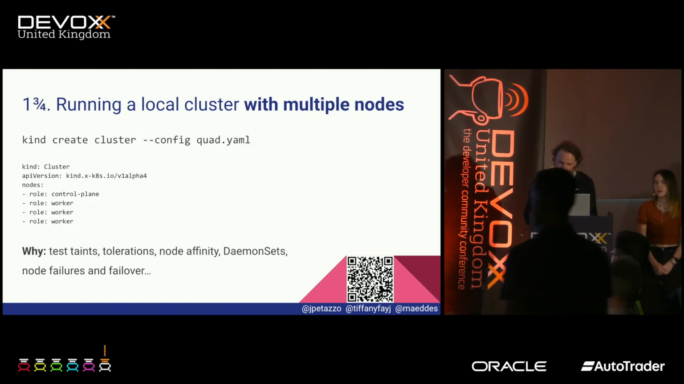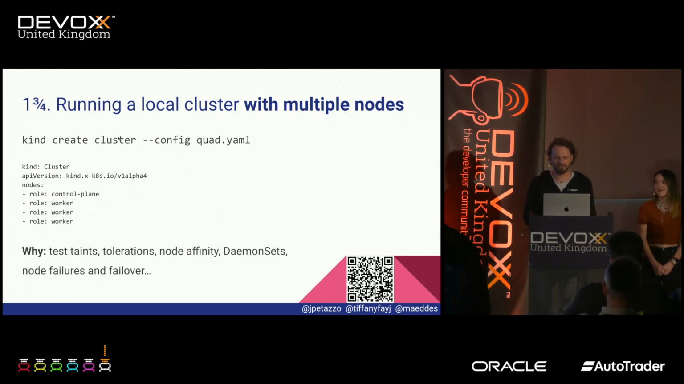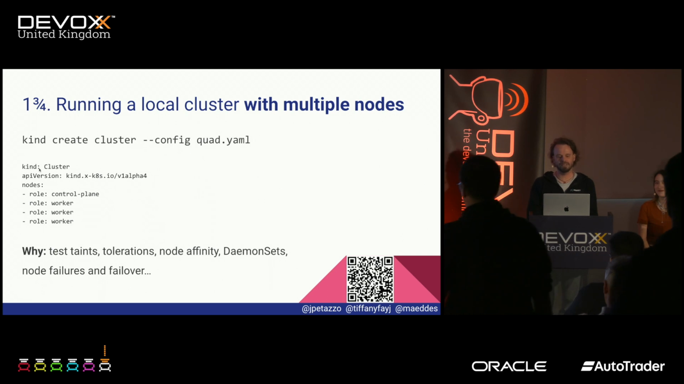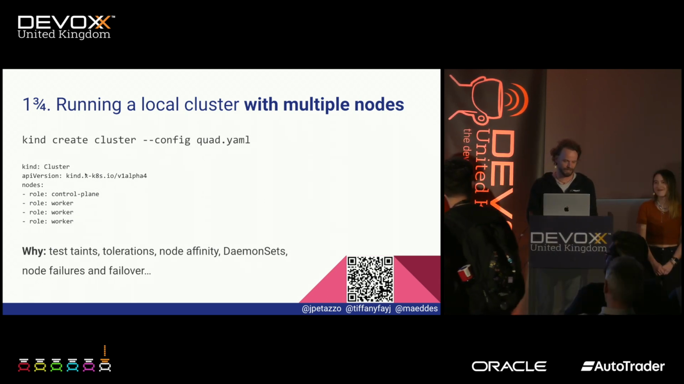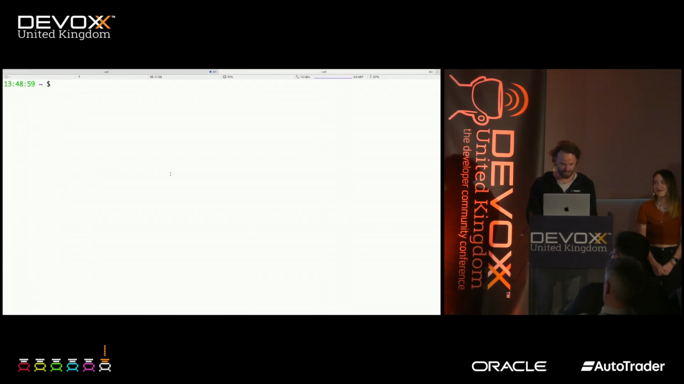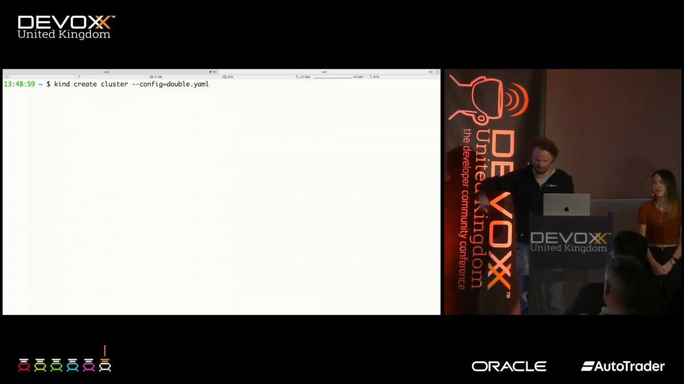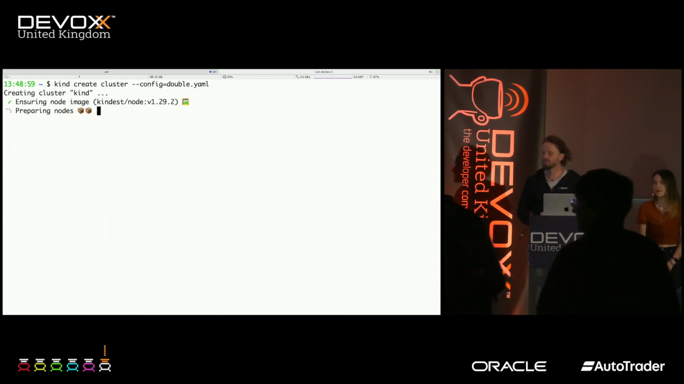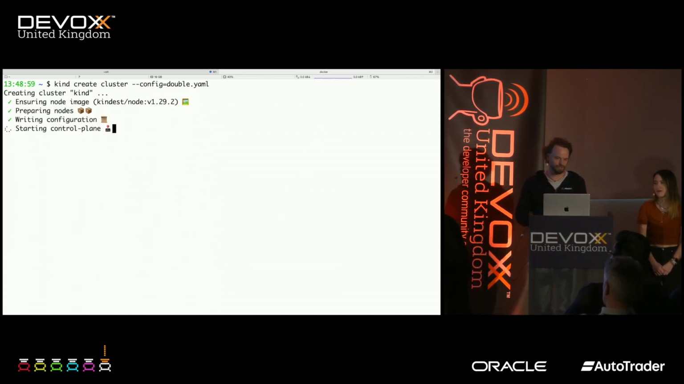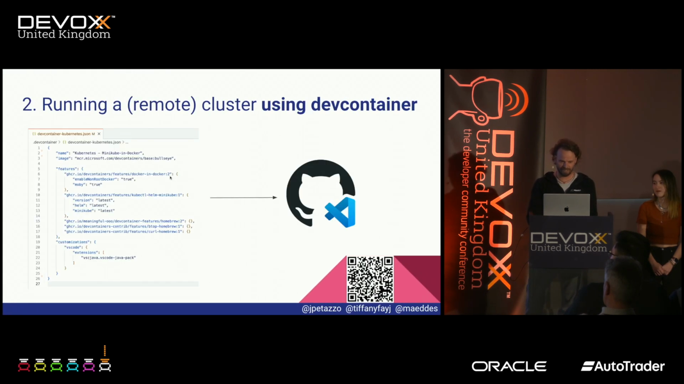So basically, this needs an underlying container engine. I'm having Docker on my machine, and this is the minimal specification that you would need to run a cluster with one control plane and three worker nodes. So I'm going to switch to that. I hope this is readable. I'm going to create a smaller one. It's only called double YAML, so it only has a control plane and one worker node. And this is basically the only thing you need to do to spin that up. So I'm going to let that run in the background, and move forward here a little bit.